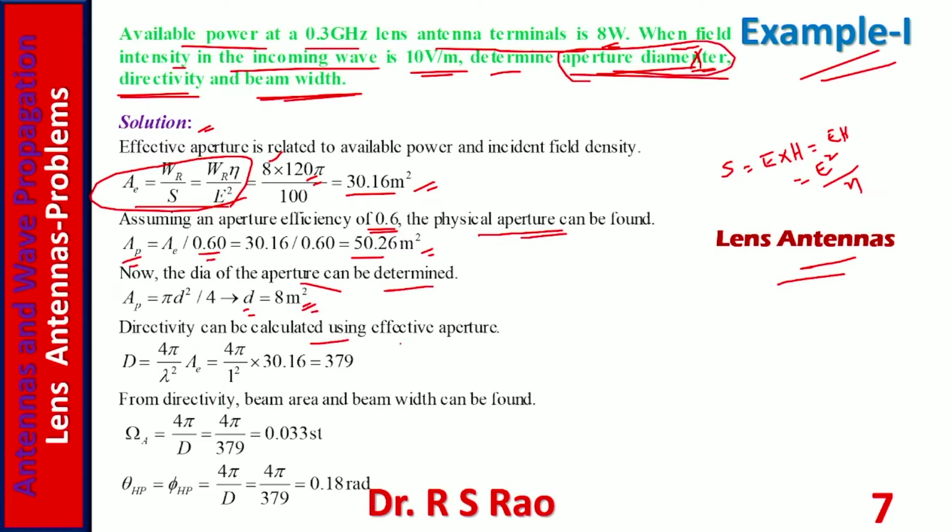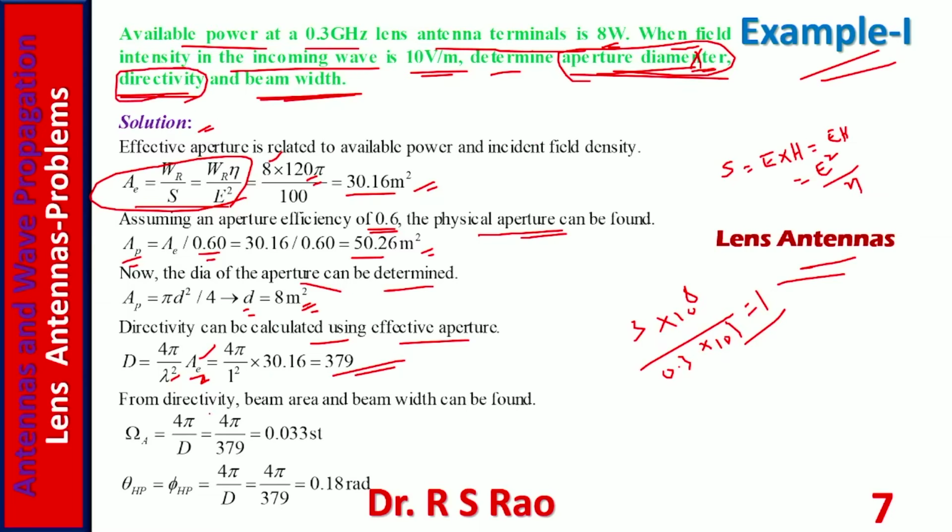Directivity can be calculated using effective aperture. Directivity is 4 pi by lambda square into AE, effective aperture. AE is available, it is 30.16. Lambda is required. Wavelength corresponding to 0.3 gigahertz is 1 meter. 3 into 10 power 8 divided by 0.3 into 10 power 9. It is 1. So lambda is 1. Now D can be found as 379. So directivity is also obtained.